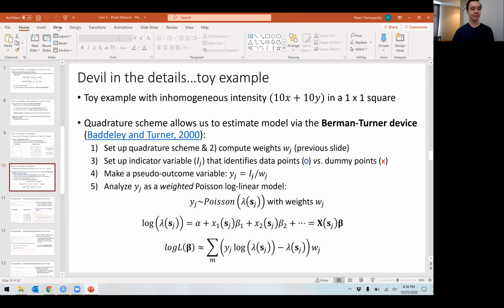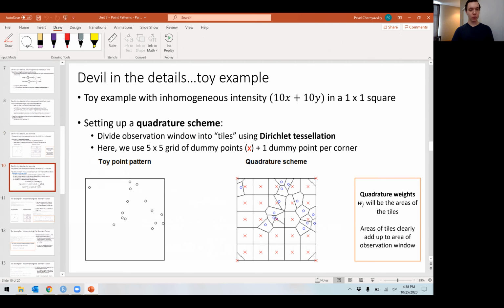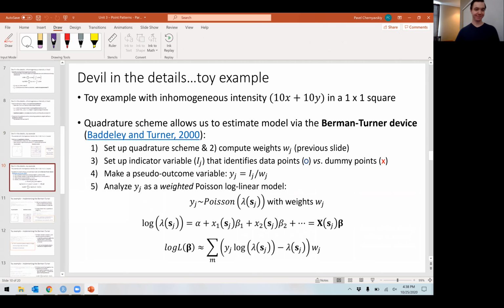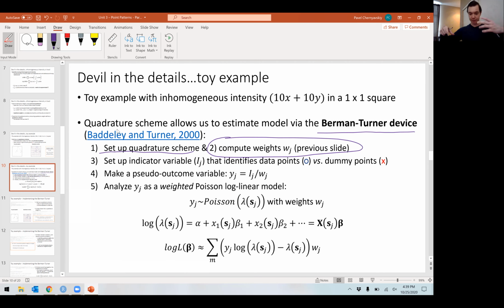We just finished with this slide. Areas of the tiles give me my quadrature weights. Long story short, the way that point pattern models are estimated is what is called the Berman-Turner device. I love that name. Of course, it's named after a few people who thought of this idea. And here's the big plan. We, the analyst, set up a quadrature scheme we're happy with, and compute the weights according to what I just showed you. Divide up the zones of influence of every dummy and data point. The area of that zone gives me the quadrature weight.